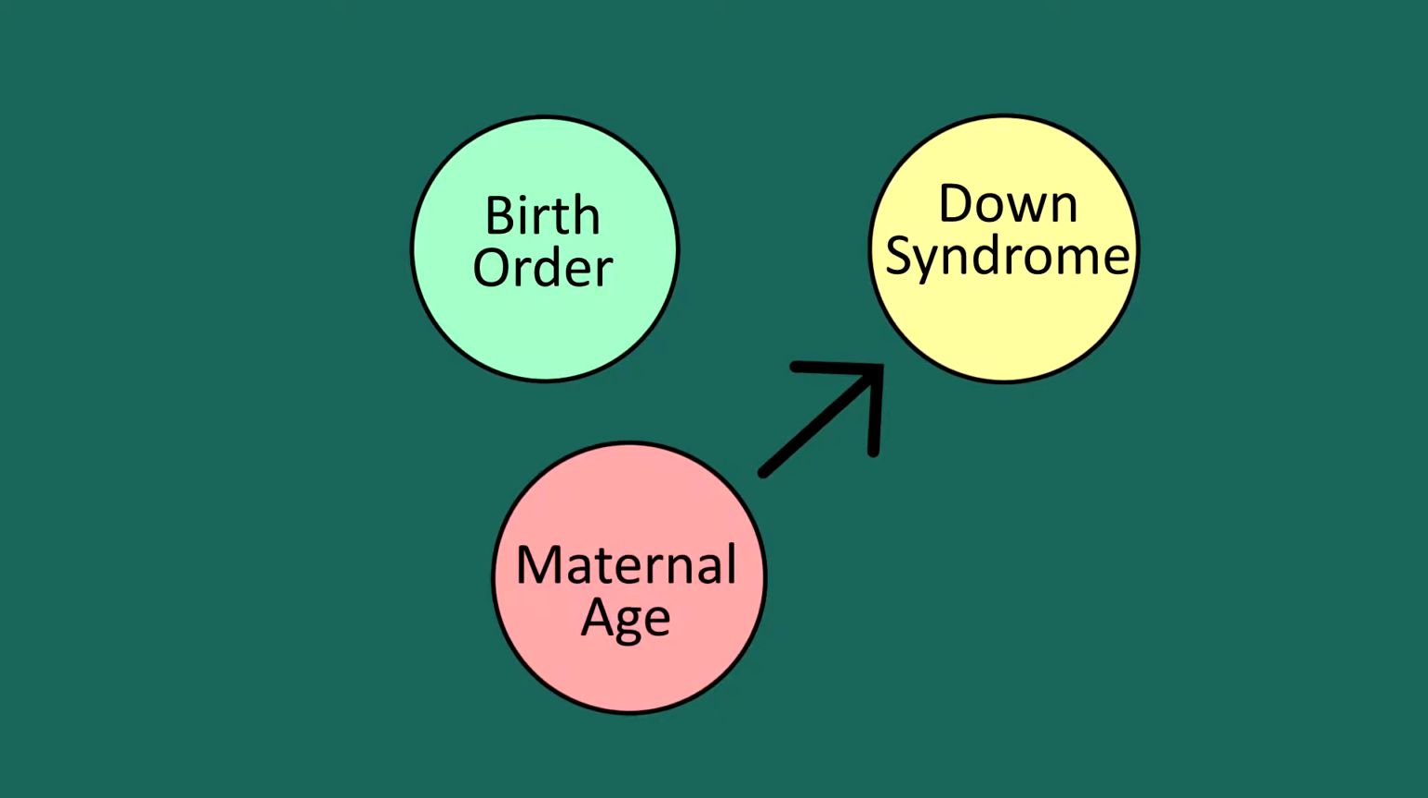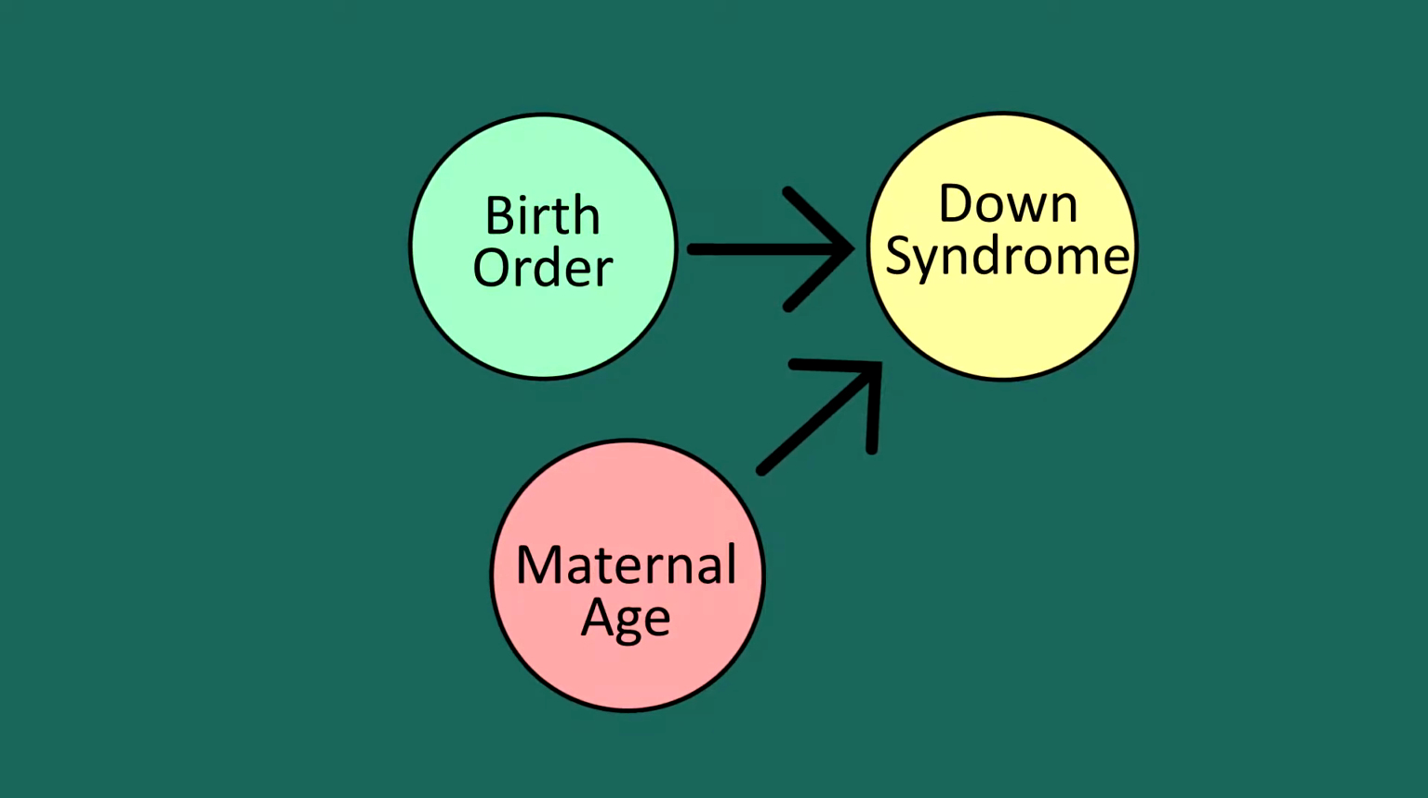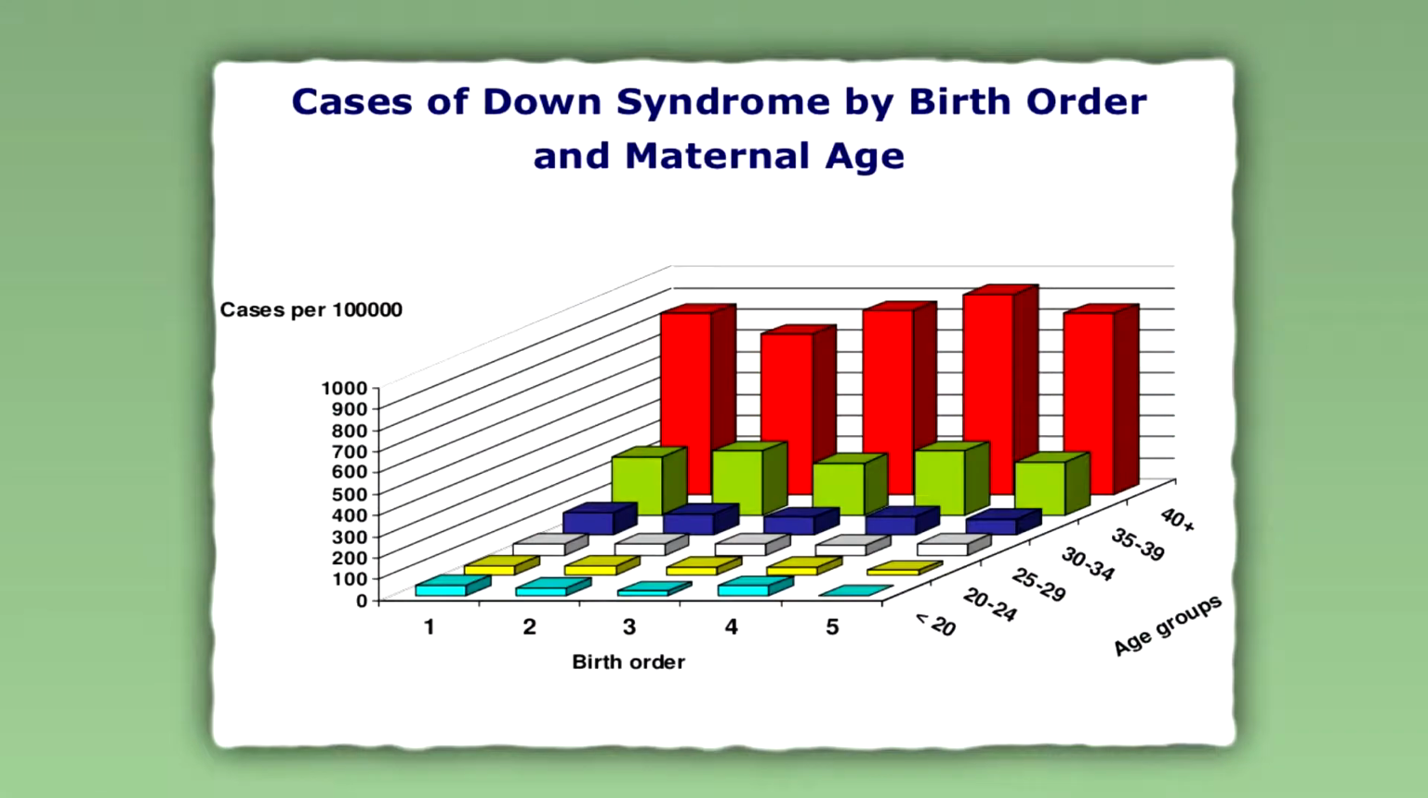Alternately, the association between maternal age and Down syndrome might be confounded by birth order. Or, both birth order and maternal age might independently predict the likelihood of a diagnosis of Down syndrome after controlling for each other. Here's a graph that answers this question by showing that maternal age confounds the relationship between birth rank and Down syndrome, and that it's really maternal age rather than birth rank that's associated with Down syndrome.